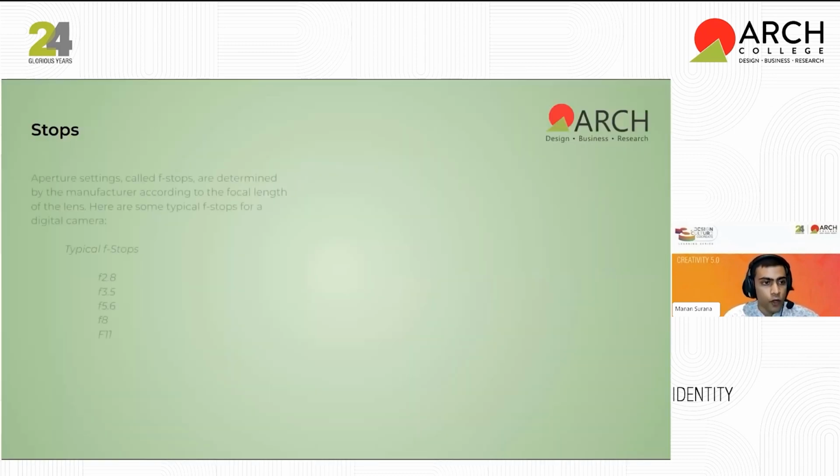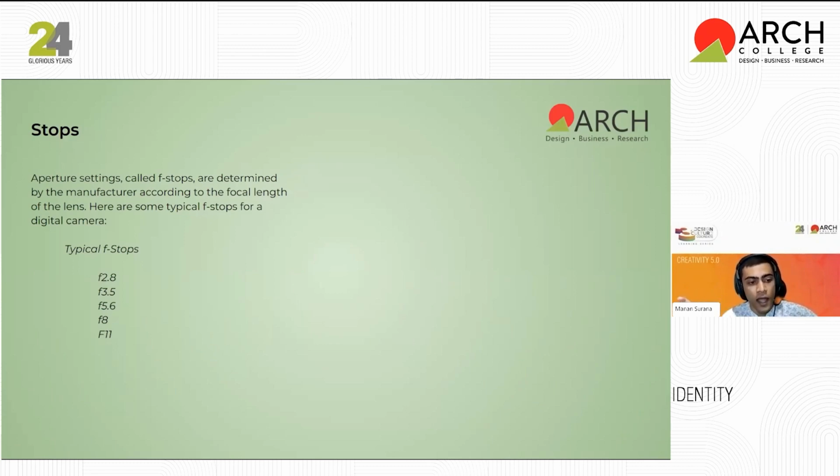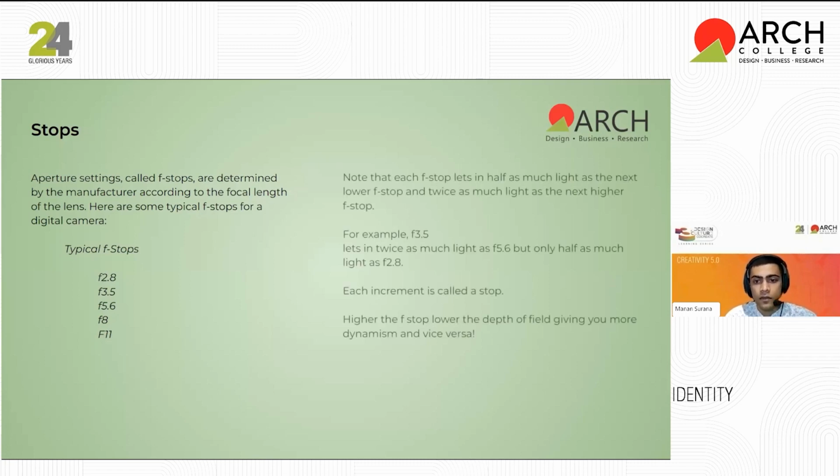This was in Uttarakhand. If I talk about the stops, these are the general typical f stops that are there: 1.8, 2.8, 3.5, 5.6, 8, f11, f13, so on and so forth. Right. So aperture settings called f stops are determined by manufacturers according to the focal length of the lens. These are typically the numbers that are used to define. So for example, an f3.5 lets in twice as much light as f5.6, but only half as much light as f2.8. Each increment is called a stop. Higher the f stop, lower the depth of field, giving you more dynamism, and vice versa.